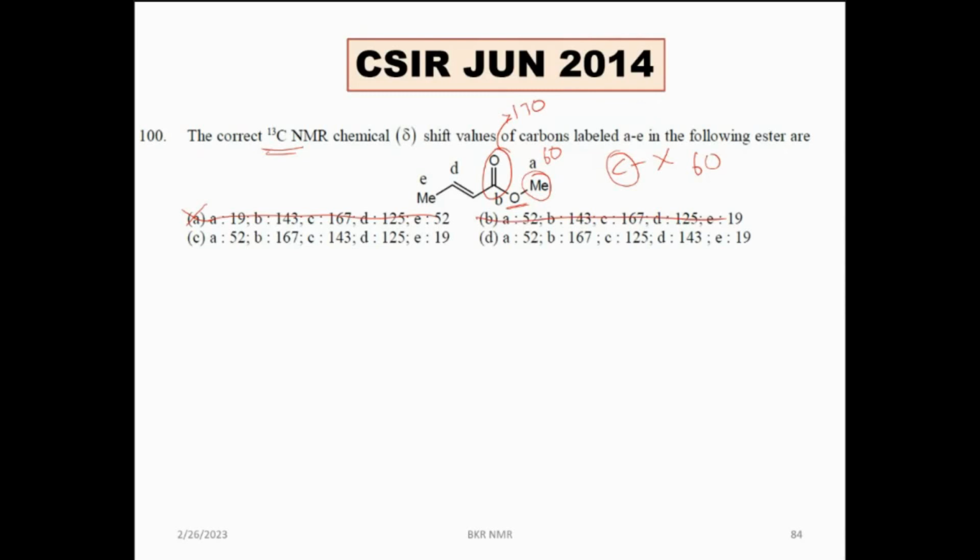Now I have C and D in hand. So 52 is correct, 167 is correct. This is the C carbon. For the two given as 19, I cannot solve it. Now C and D are 143 and 125. So I have a double bond attached to a C double bond O. This is C, this is D. Can anyone guess?